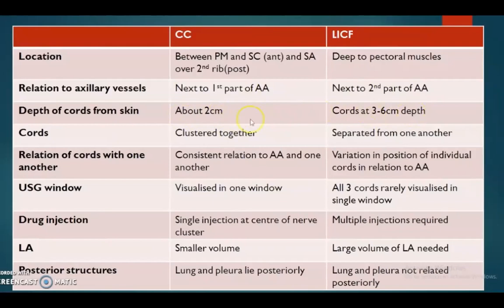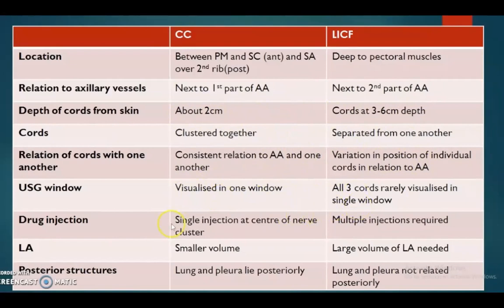The cords are all clustered together in the costoclavicular space, whereas in the lateral intraclavicular fossa they are all separated from one another. And they're all variable in position with relation to the axillary artery, whereas in the costoclavicular space they hold a consistent relation to one another and to the axillary artery. So in the ultrasound window, it's easy to visualize all 3 cords in one window. It's difficult to get a single window with all 3 cords.